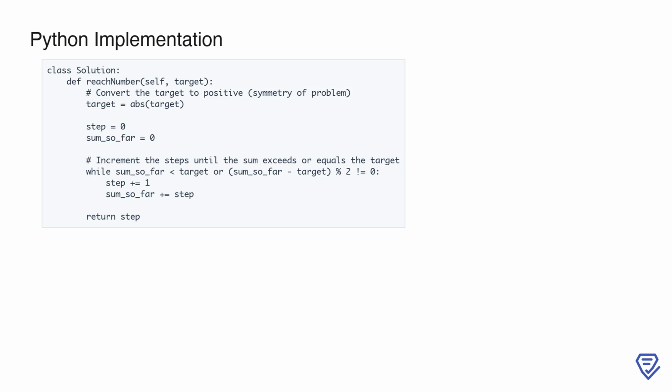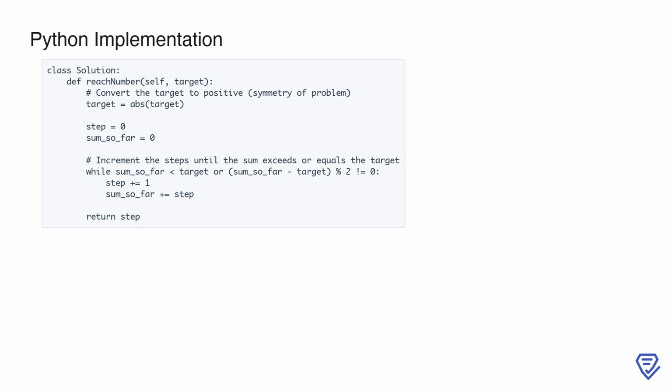Explanation of the code. 1. Convert target to positive. The first line of the function ensures that the target is positive. Since the number line is symmetric, the steps required to reach T or -T are identical. This reduces the problem to handling positive values only. 2. Initialize variables. Step tracks the current step number. Sum_so_far maintains the cumulative sum of steps taken. This represents the position on the number line.